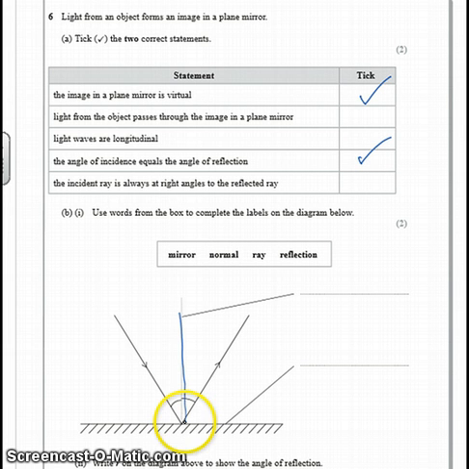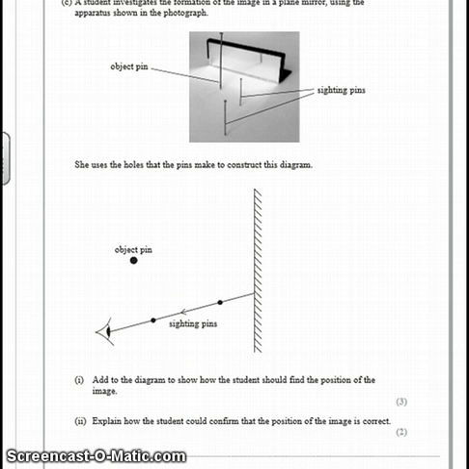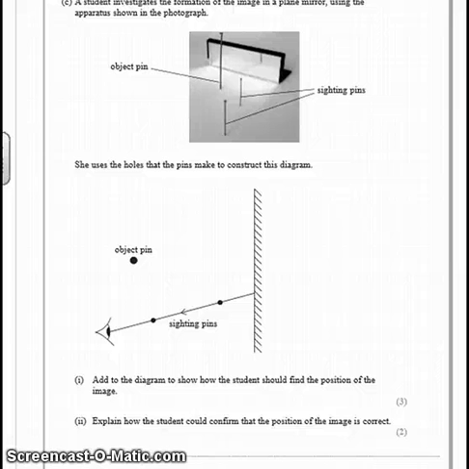Use words from the box to complete the labels on the diagram below. Well, this is the normal line, and the bottom surface is the mirror. The student then investigates the formation of an image in a plane mirror using the apparatus in the photograph. She uses the holes that the pins make to construct this diagram. Add to the diagram to show how the student could find the position of the image.